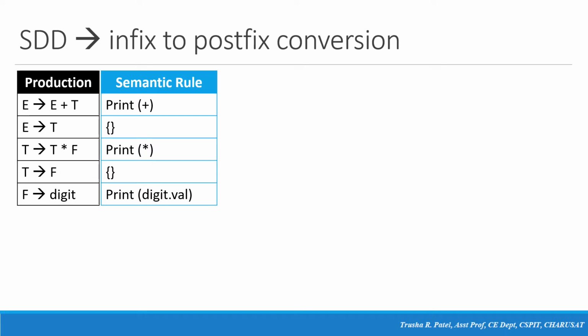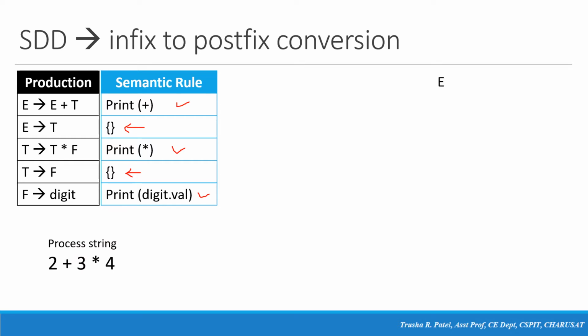We'll be solving a few more examples of SDD, starting with the first, that is SDD for infix to postfix conversion. Now you can see here there are semantic rules associated with only 3 production rules, but there are 2 production rules with which we do not have any semantic rule associated. Now let us process this string.